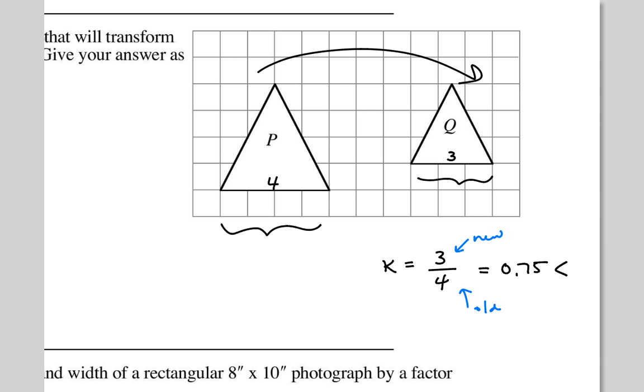Oh, I'm glitching. We have some lag. Come on.